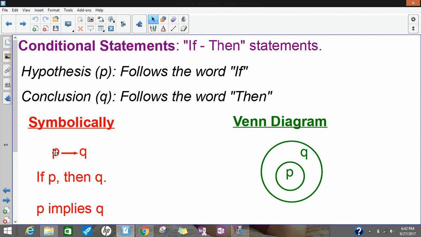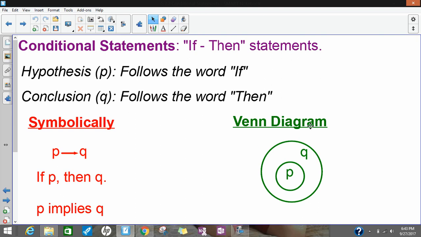So in symbols, and we'll add some more meaning to this, I'll show you some examples. In symbols, an if-then conditional statement looks like this, where the hypothesis P comes first, and Q comes second, the conclusion. And this arrow represents a conditional statement. So we could read this symbolically as if P, then Q. Another way to say that would be P implies Q.